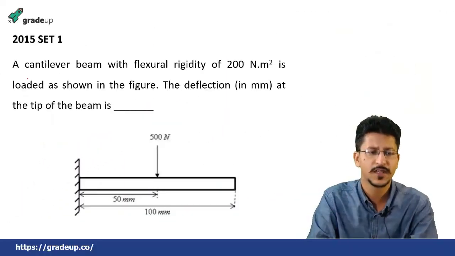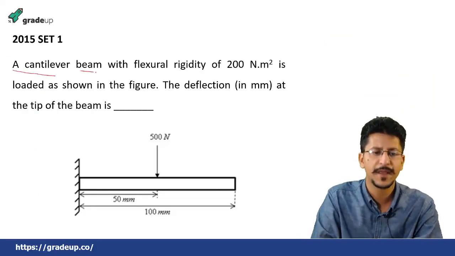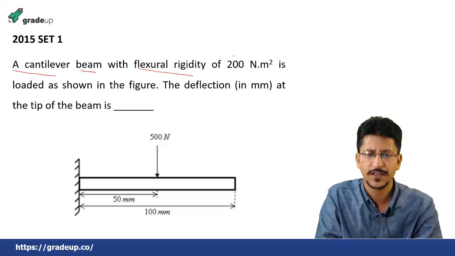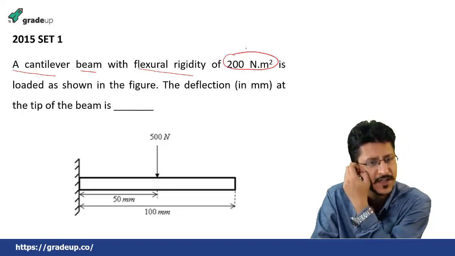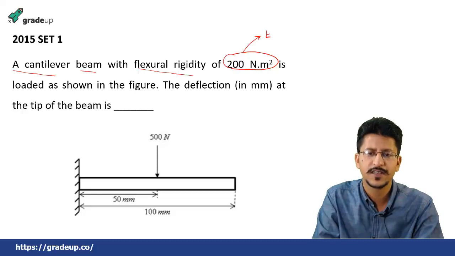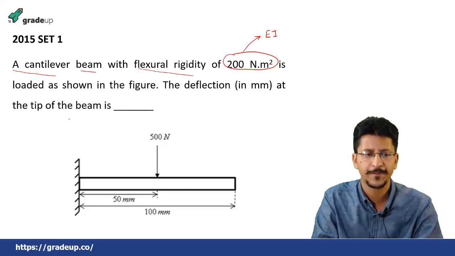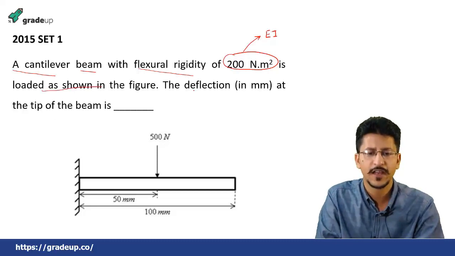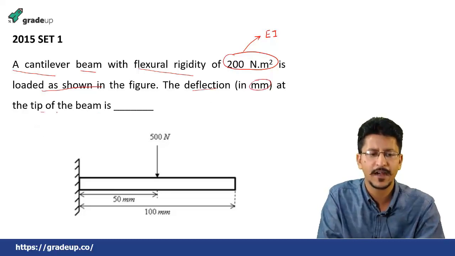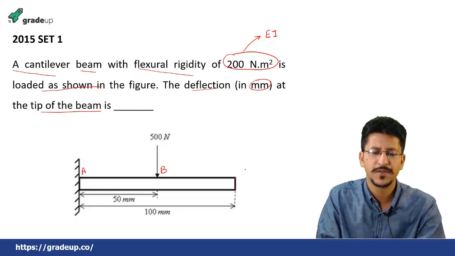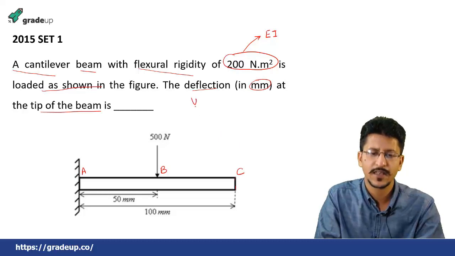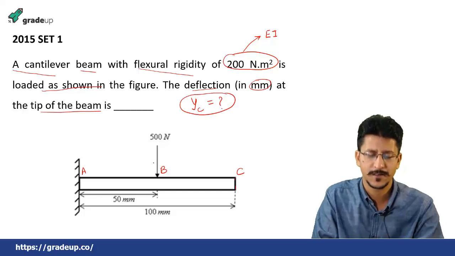This is the next question. This says a cantilever beam with flexural rigidity, so what do you mean by flexural rigidity? Flexural rigidity is the product of E into I, is loaded as shown in the figure. The deflection in mm at the tip of the beam is. It is asking the deflection at this point. Suppose this is A, the loaded point is B, and the tip is C. So it is asking the deflection, that is Y at C, equal to what for this case.